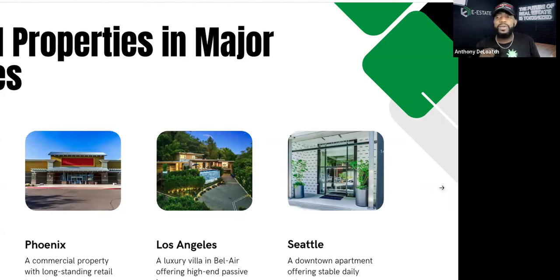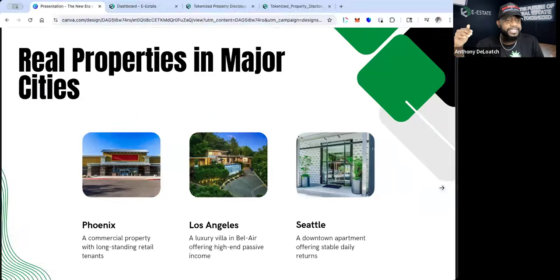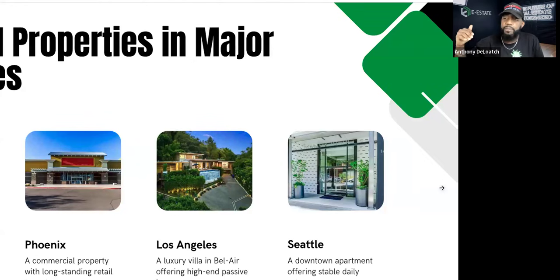But let us also talk about these properties that we have. Can I tell you that we have top tier properties in prime locations that we can profit from? Put that in your notes, guys. We got prime properties in prime locations that we can profit from. What does that mean? If you're looking at this commercial property in Phoenix, Arizona, that has long-standing retail tenants that's going to pay you consistent passive income, this is good.